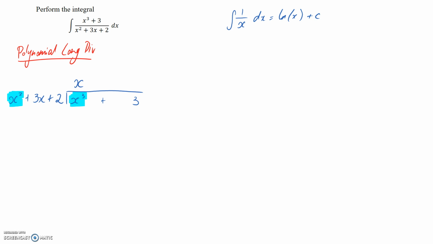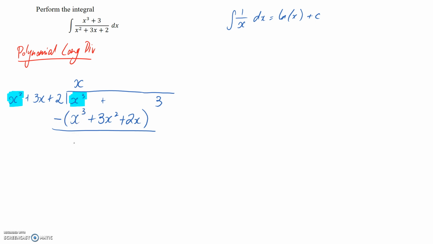So next we want to do x times all of this and take it away from the expression inside here. So x times x squared is going to be x cubed. x times 3x, that's 3x squared. And x times 2, that's going to be 2x. So I said I want to take this away. And now we just look down. Let me move this across even further, because that's the constant term, and this is like an x term. Alright, so x cubed minus x cubed, that's going to leave us with 0.